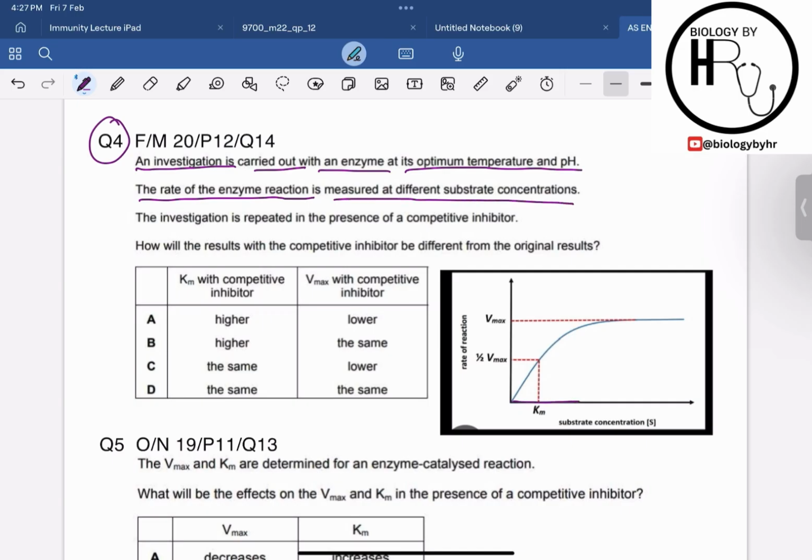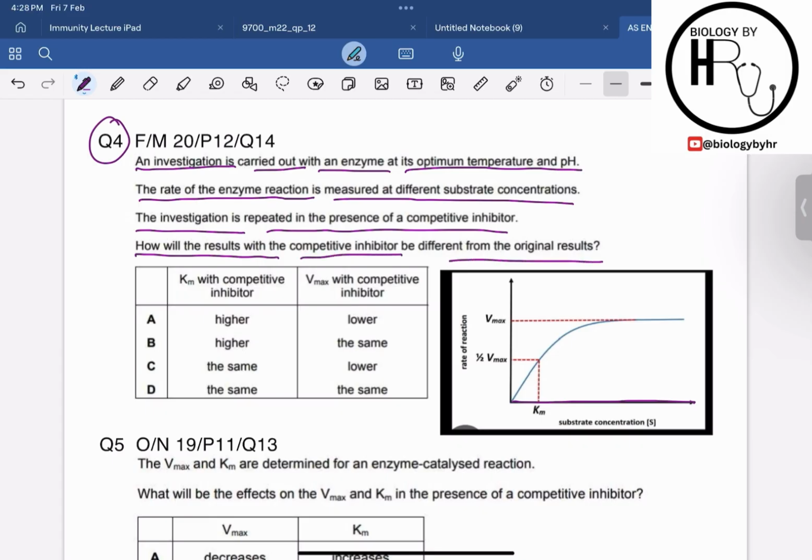You guys can see over here that different substrate concentration is seen, and the rate of reaction is measured at the different substrate concentration. By the way, this graph is not from the question. I have just added this graph from the internet so that I can better explain the question to you, right? The investigation is repeated in the presence of the competitive inhibitor. We know that a competitive inhibitor is an inhibitor which comes and binds with the active site of the enzyme and prevents the substrate from binding to the active site of the enzyme, right? How will the result with the competitive inhibitor be different from the original result?